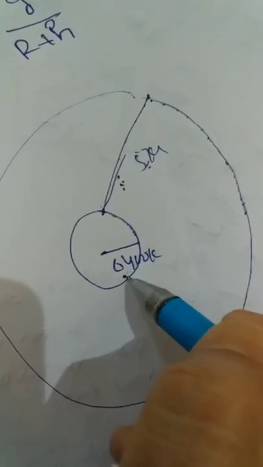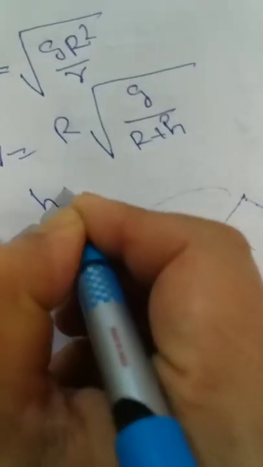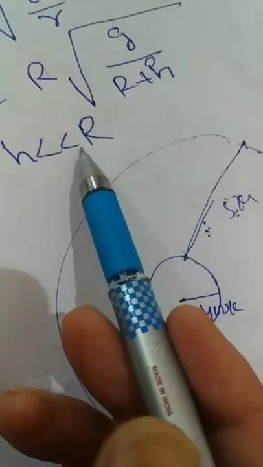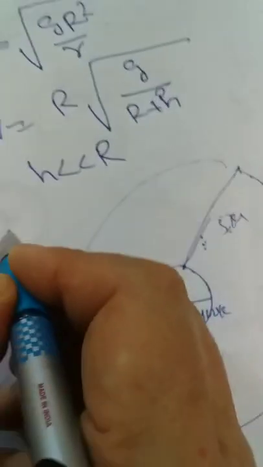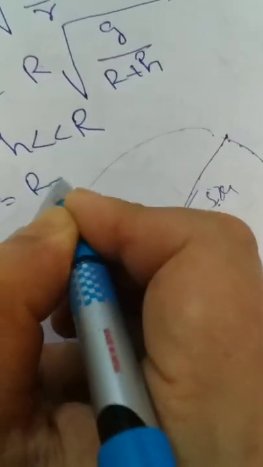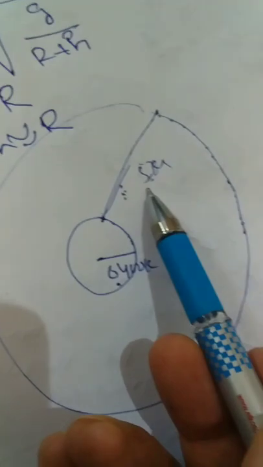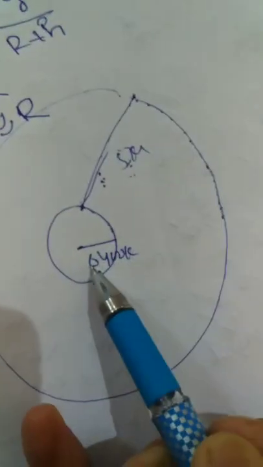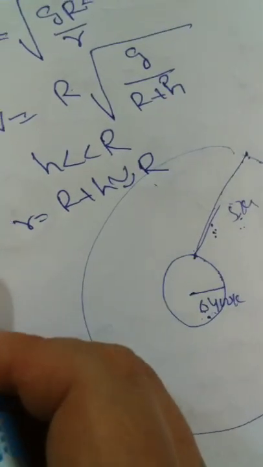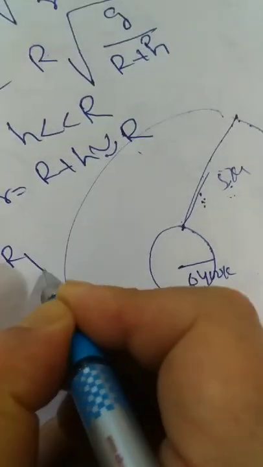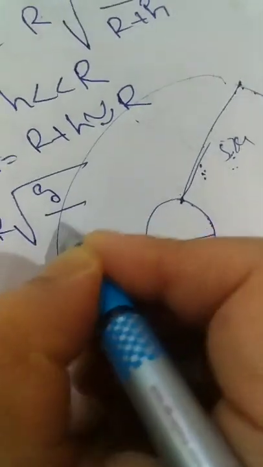So if the satellite is orbiting very close to the surface of the earth, that means h is very small compared to R, because we know the radius of the earth is 6,400 kilometers. In that case we take R plus h as almost equal to R, because 5, 10 or 50 kilometers is negligible as compared to 6,400. In that case this r, R plus h, will become R. We can substitute in the above equation: v is equal to R under root of g divided by R.